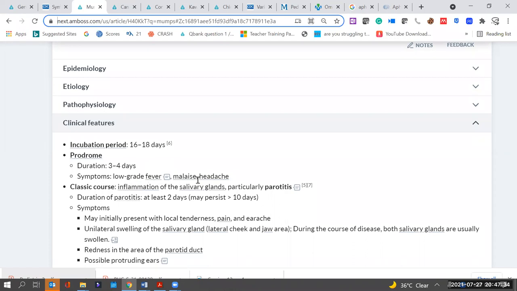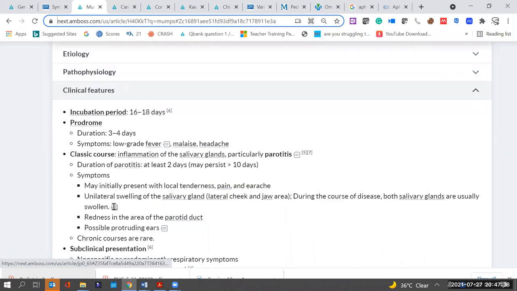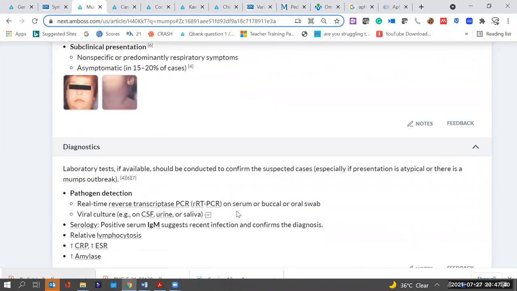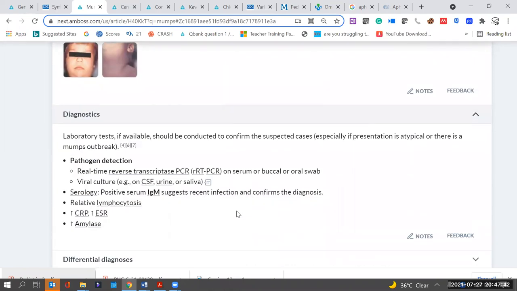Symptoms will be low-grade fever, malaise, headache. We have already done this one. It's nothing new here. I wanted to show you how we are going to diagnose these patients. So for diagnosis, of course, lab tests. We will do real-time reverse transcriptase PCR testing. Because it's a virus, we can go for PCR testing. Or maybe we can check the IgM levels.